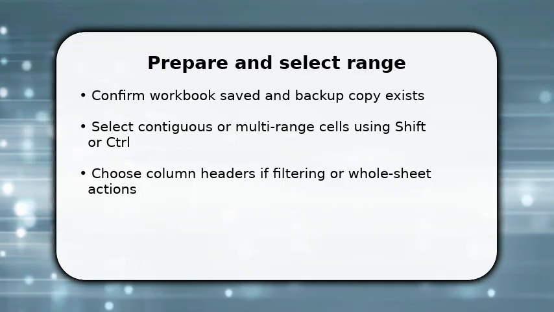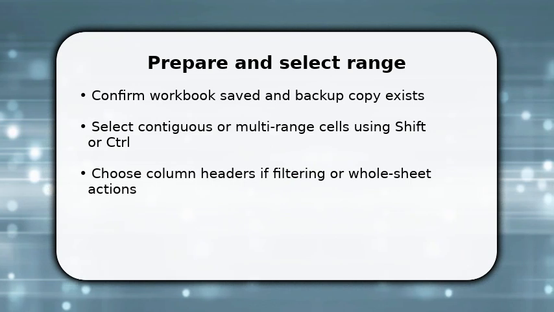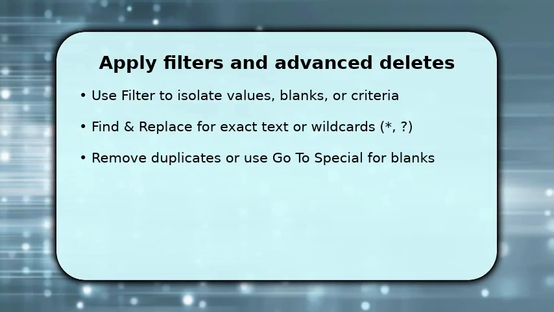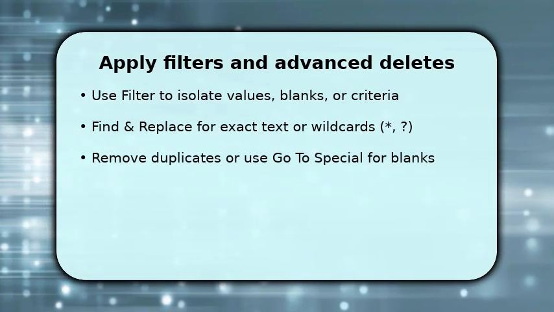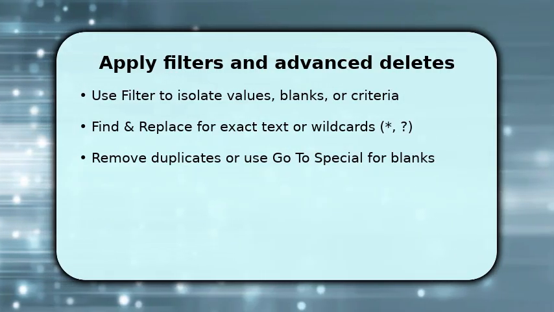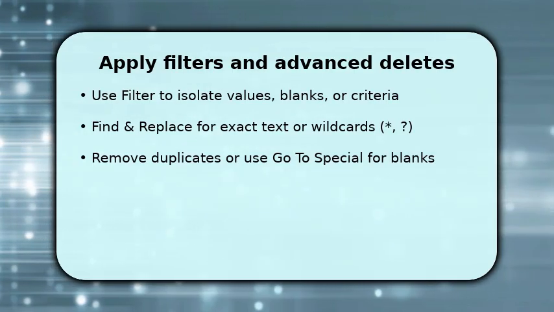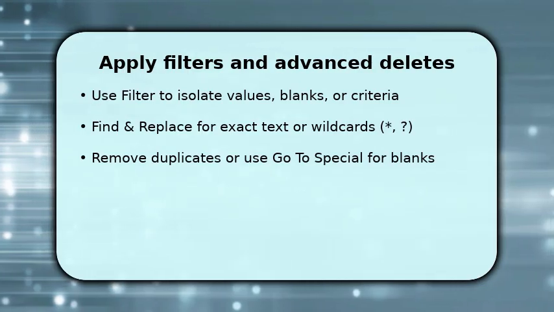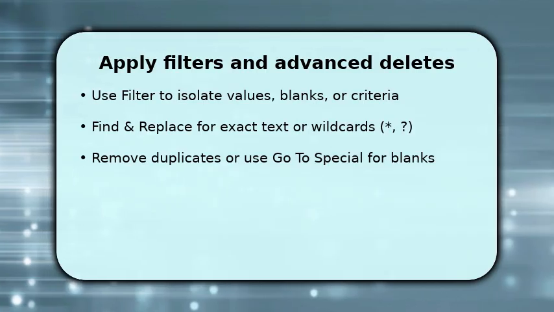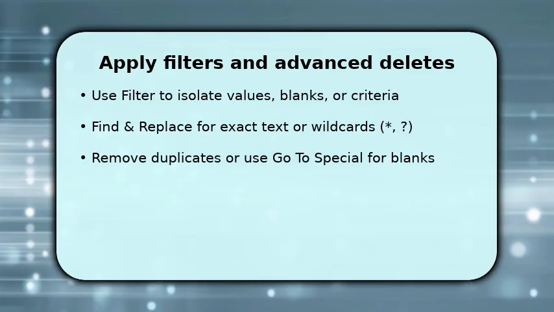Now that the selection is active, move to Filtering or Find and Replace, depending on whether you're deleting values, blanks, or duplicates. Once your selection is set, apply Excel's filter to isolate the values you want gone. This lets you visually confirm before deleting. Alternatively, press Ctrl+F, choose Replace, use wildcards for patterns, and replace matches with nothing to delete contents. For duplicates, use Data, Remove Duplicates, and pick columns to compare. Make sure to uncheck headers if not included.